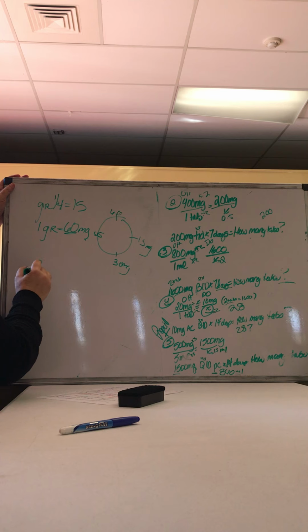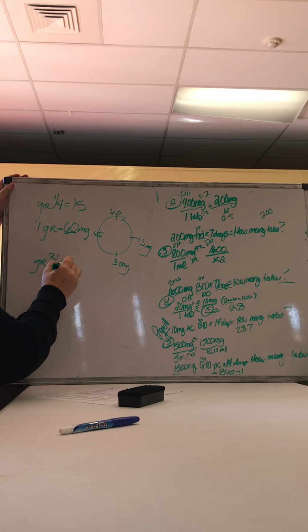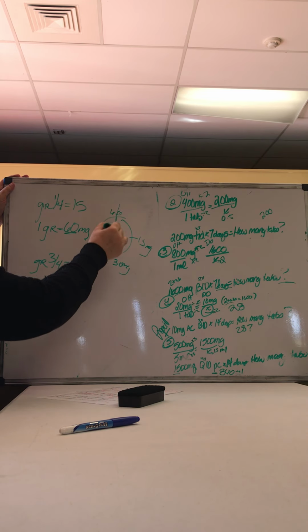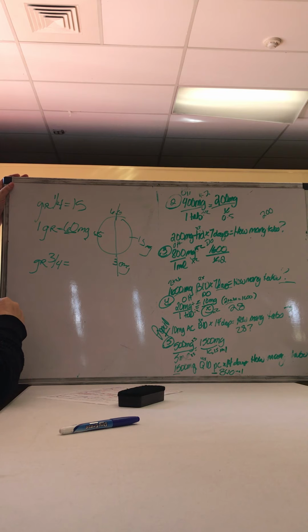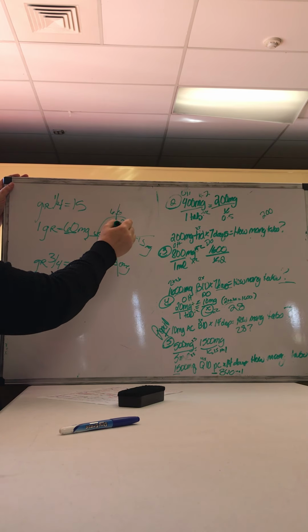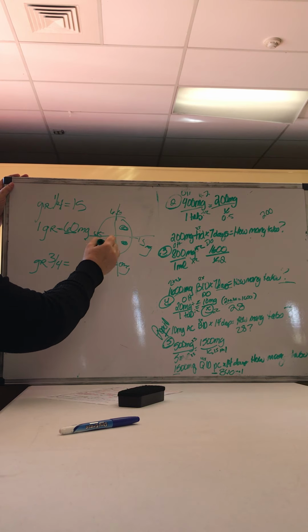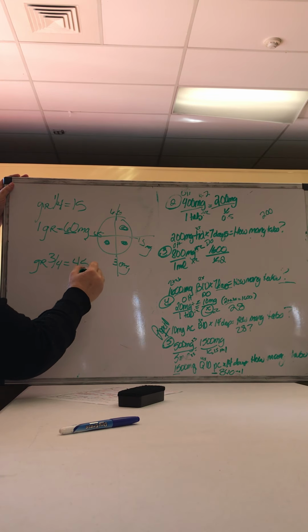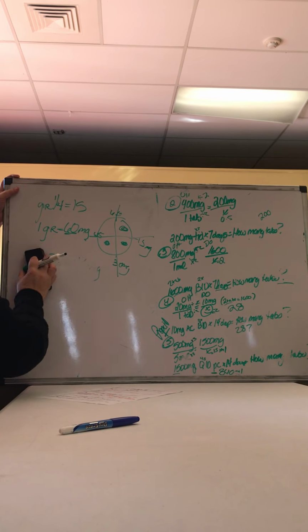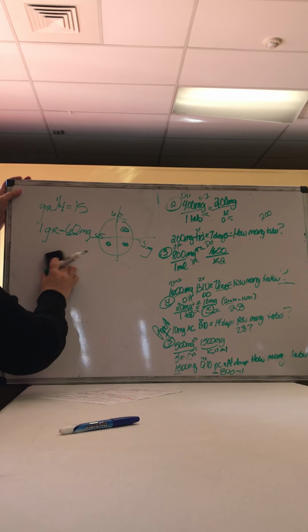So if I want grain 3/4, how many milligrams is it? 3/4 is 1/2 plus 1/4. You remember this just like the pie. This is your 15 minutes, 30, the 45. Just like the clock. 3/4 of a clock is 45 minutes. Okay? So that question would help you answer this.